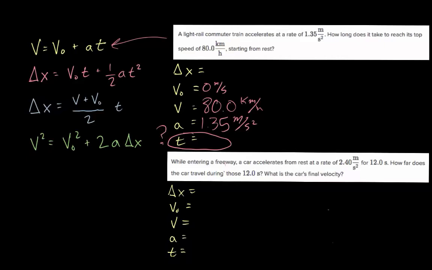It was at rest, so let's write that down. This also, just like the previous example, had an initial velocity of 0 meters per second. That's not always the case, but in these two examples it was. So let's keep going. It accelerates from rest at a rate of 2.40 meters per second squared. That's telling us what the acceleration is, so let's write that down: 2.40 meters per second squared.